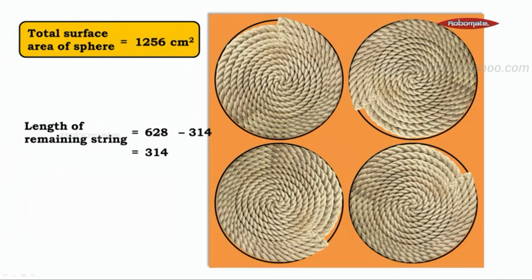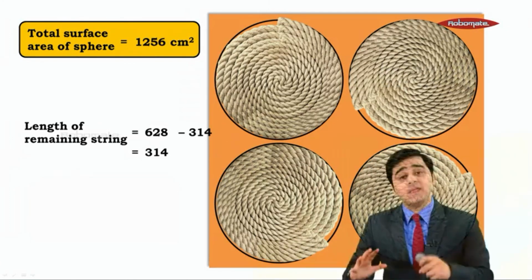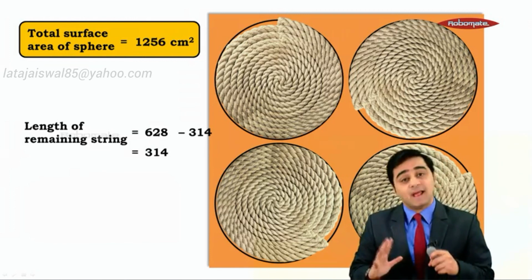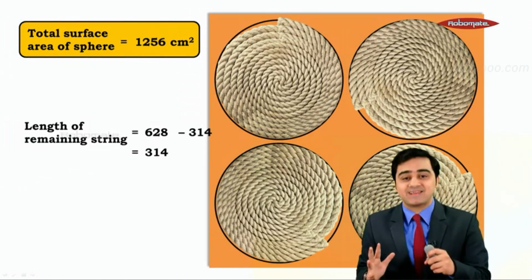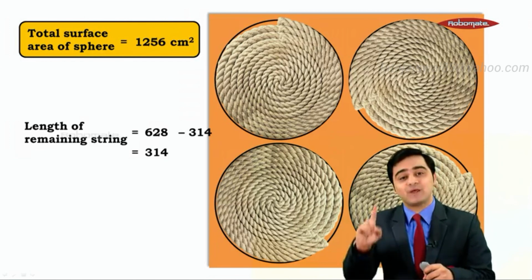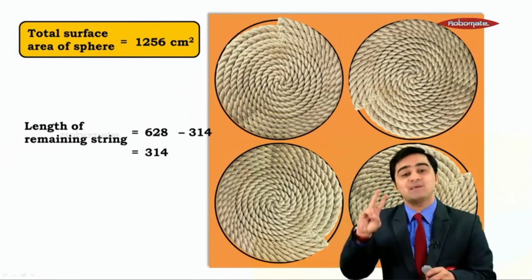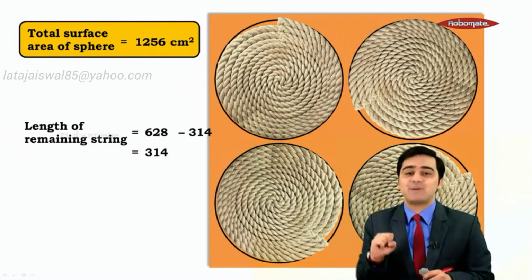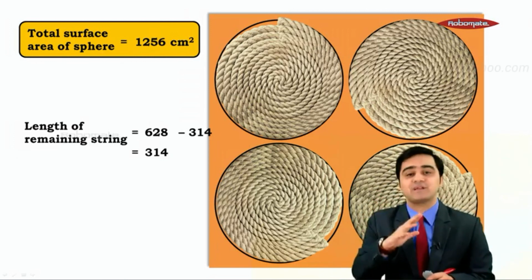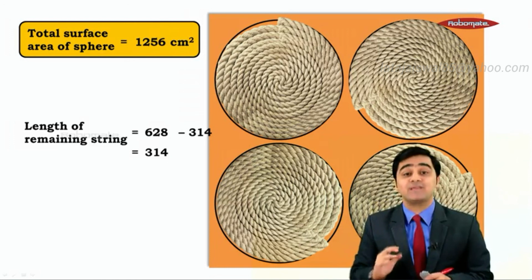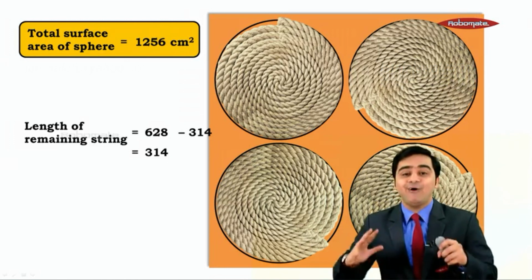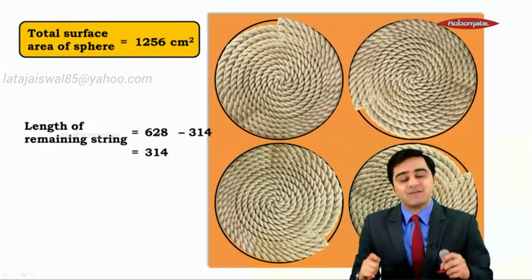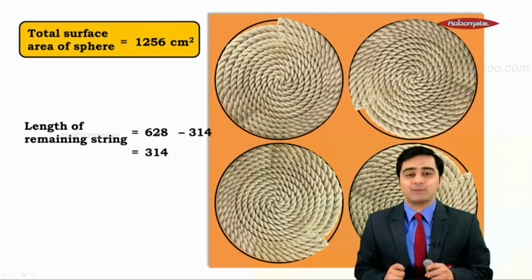My dear students, observe, we can say now we have covered a total of 1256 centimeters square. And now we can say, therefore, the total surface area of the sphere is equal to the area of the first circle, that is pi r square, plus the area of the second circle, that is again pi r square, plus the area of the third circle, that is pi r square again, plus the area of the fourth circle, which is again pi r square. So we can say, therefore, the total surface area of the sphere is equal to 4 pi r square. A very, very simple and interesting module. Thank you.